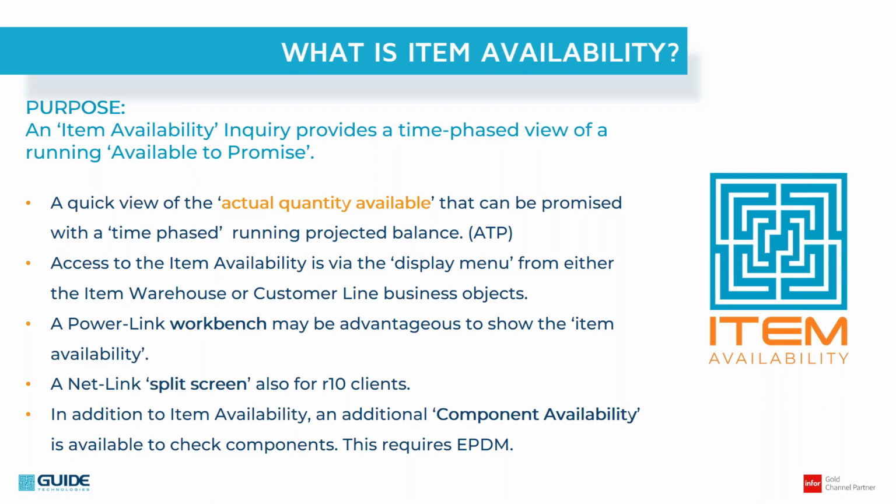There's also an additional feature above and beyond item availability for the part number you're looking at. Maybe you don't have enough available, but you're saying, well, what's in the pipeline for components, purchase orders, lower level manufacturing orders? So we've added this item called component availability. Component availability would require EPDM. I'm sure that most of you are probably on EPDM. We still have a few customers running PDM.